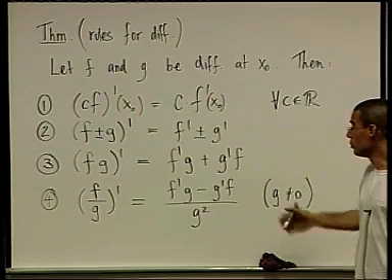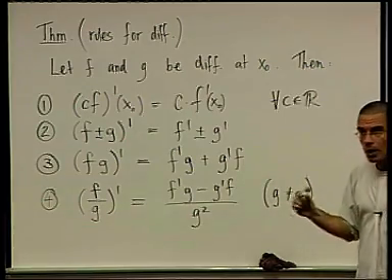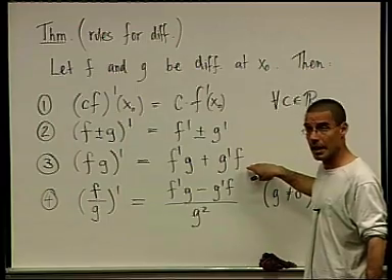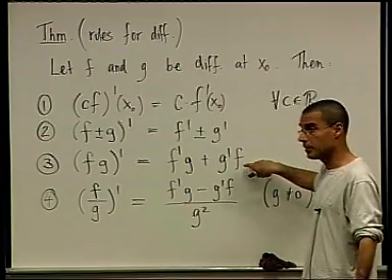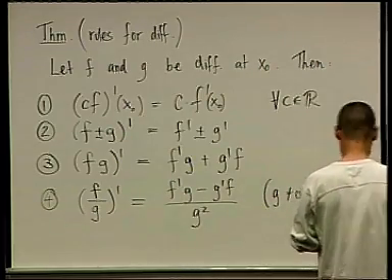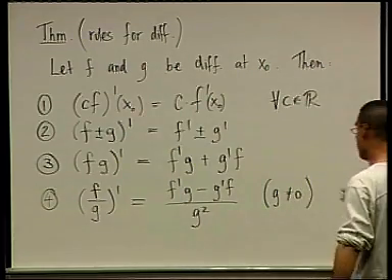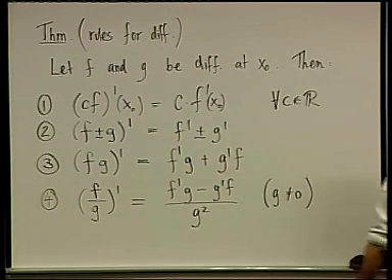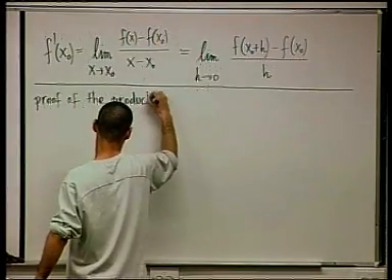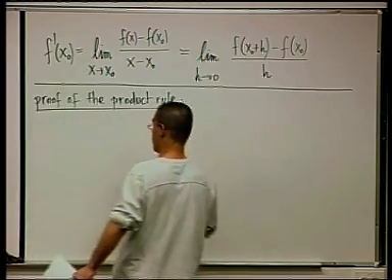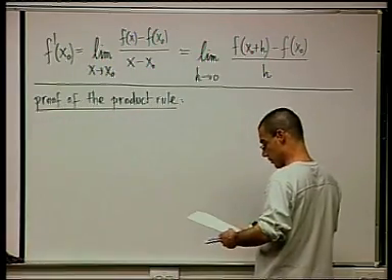Okay, I want to prove one. I want to show you how come this suddenly happens. How does it happen? Okay, so let me prove it. The proof is not long, and you see right away what's going on. So I want to prove number 3. Proof of the product rule.